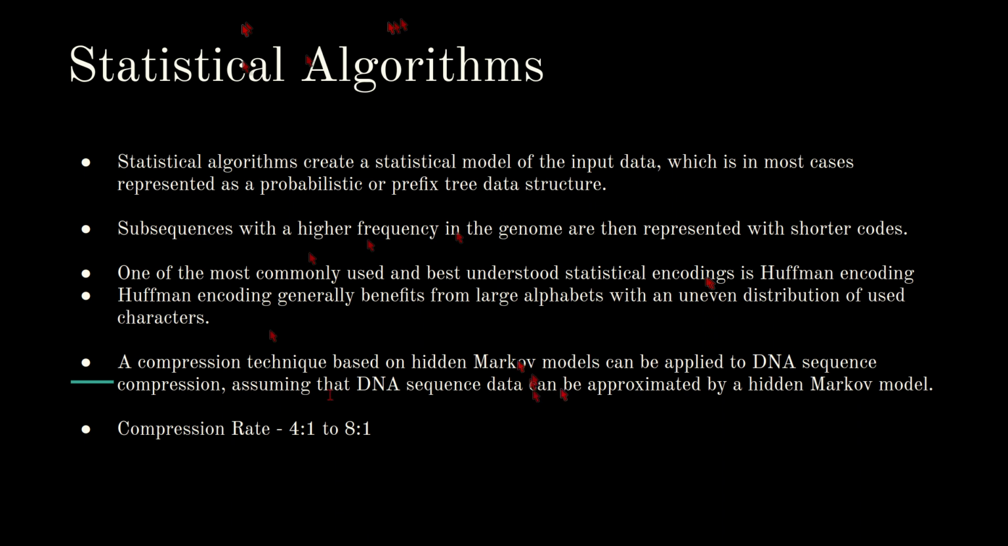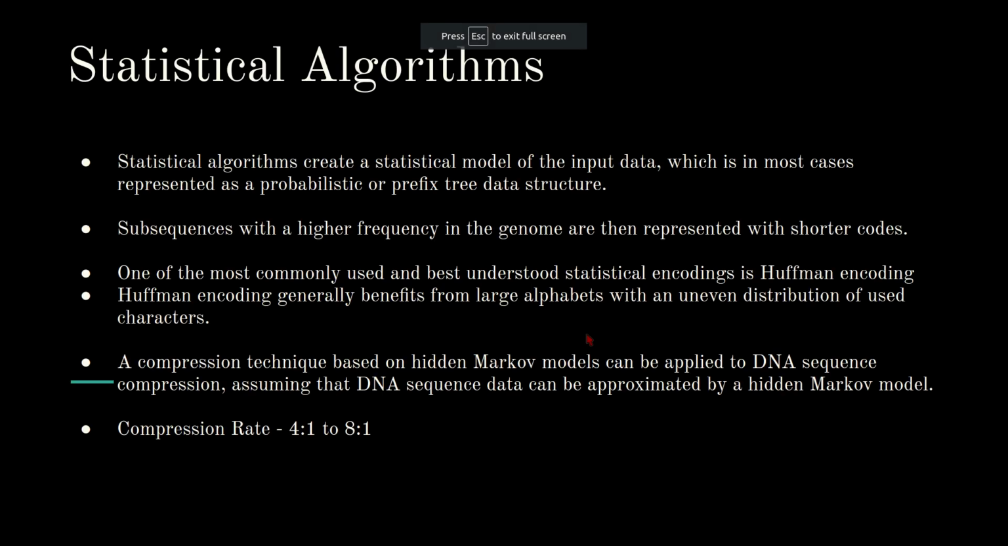because Huffman encoding in essence just boils down to bitwise encoding. So that is really useless for us. So we choose to avoid Huffman encoding directly on the genomic sequence. But we could use hidden Markov models for the compression. But for the compression to take place, we have to assume that it can be approximated by a hidden Markov model.